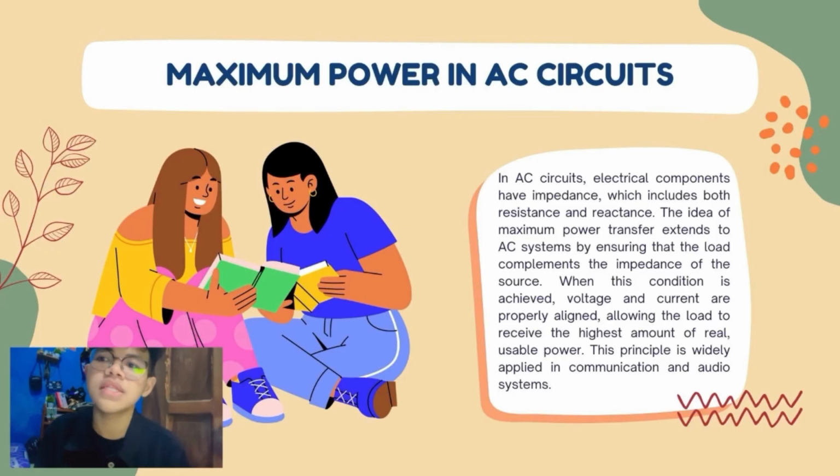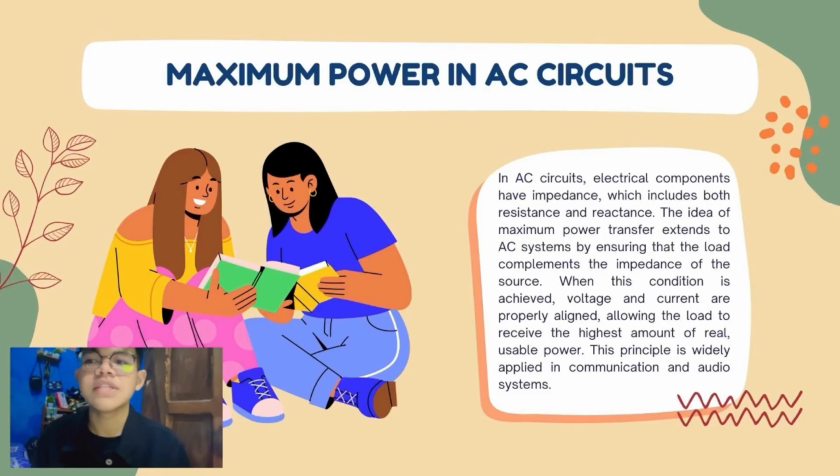In AC circuits, components have impedance, which includes both resistance and reactance. Maximum power transfer occurs when the load impedance matches the complex conjugate of the source impedance. This ensures voltage and current are aligned properly, allowing the load to receive maximum real power. It is widely used in communication and audio systems.